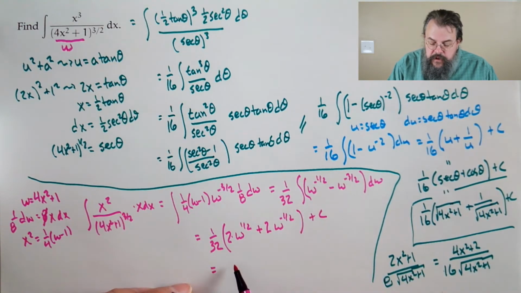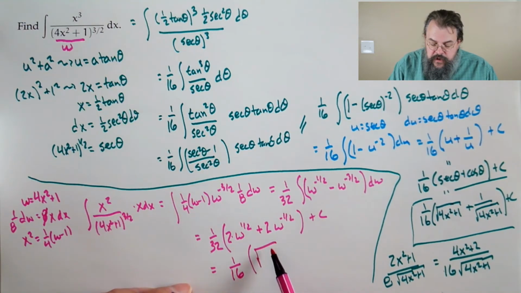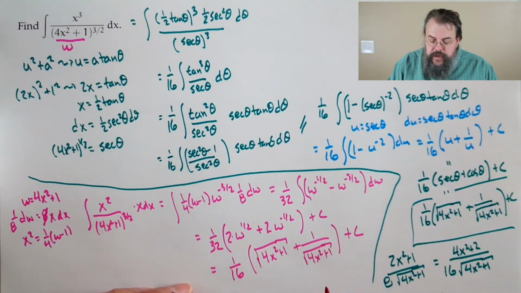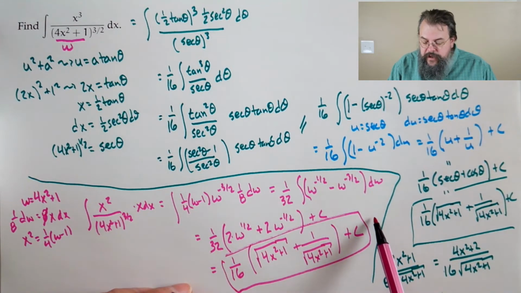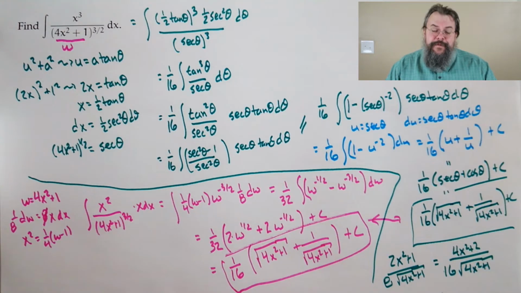So we end up with 1 over 16, because you can pull the 2 out. And then what do you have? w to the 1/2, square root of 4x squared plus 1, w to the minus 1/2, 1 over square root of 4x squared plus 1, and plus c. And you might say, hey, wait a second, that sounds familiar. Yeah, very familiar. Almost like we had done it before.